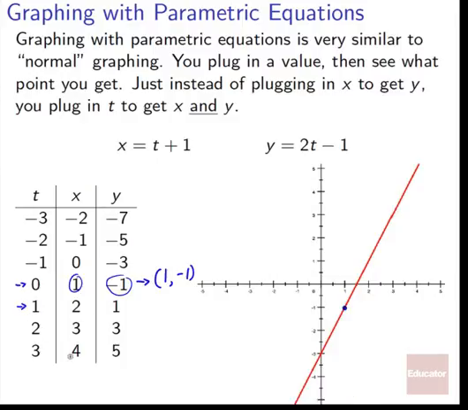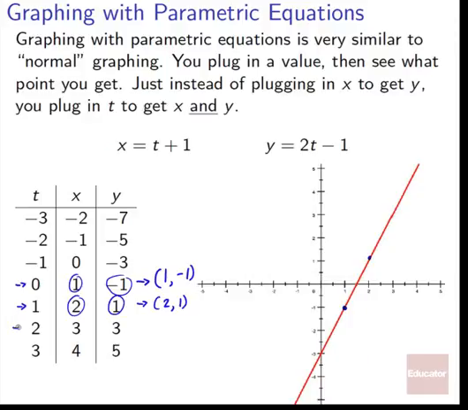We do the same thing at time equals 1. We've got 1 plus 1, so 2, and 2 times 1 minus 1 comes out to be 1, so we have the point 2 comma positive 1. So we plot 2 comma 1, and that's on it, and we've already drawn this, so if t is allowed to vary, going over everything, that's the red line that we see there.